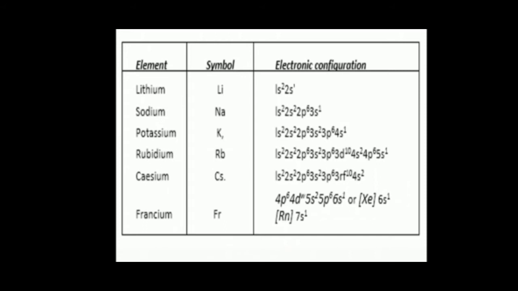Now look at the electronic configuration of group 1 alkali metals. Electronic configuration of lithium is 1s2 2s1. It means one electron is present in the outermost 2s orbital. In case of sodium, only one electron is present in 3s orbital. In potassium, it is 4s1. In rubidium, it is present as 5s1. In cesium, it is 6s1. And the last one, francium, you are seeing, it is present in 7s1.